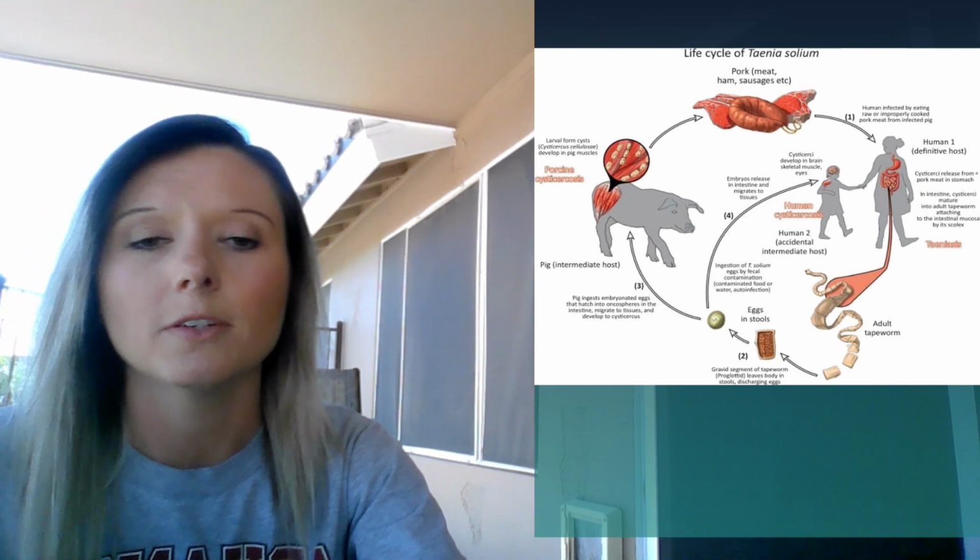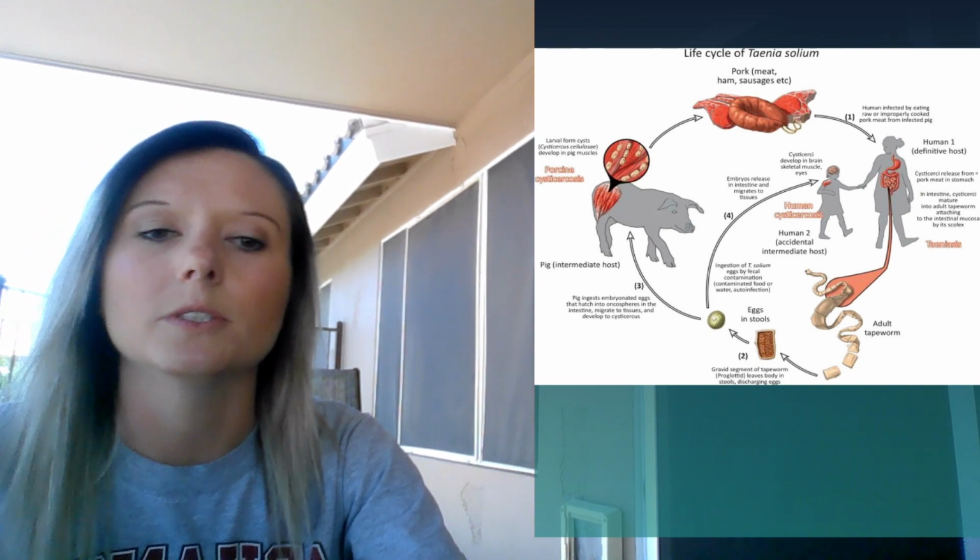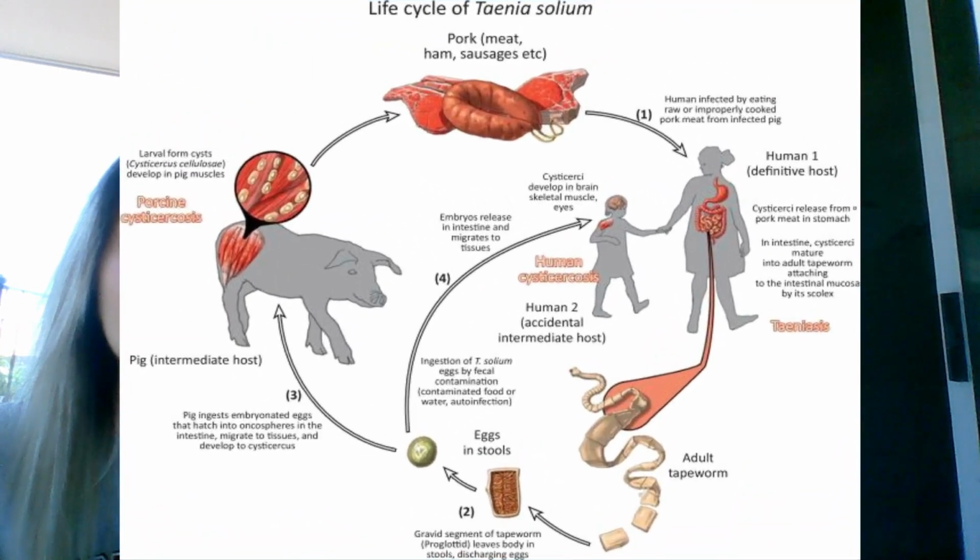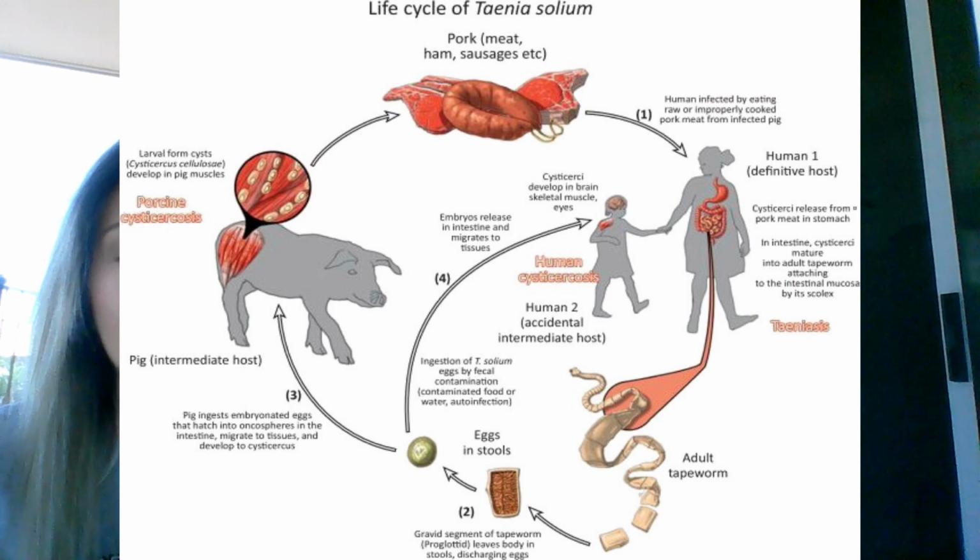The picture off to the side kind of shows the life cycle of a tapeworm and how it becomes cysticercosis. So we have our human that eats the undercooked pork that contains the baby tapeworm. This tapeworm then grows into an adult tapeworm in the intestines, and the eggs will leave the body in their stool. So this can go one of 2 ways.